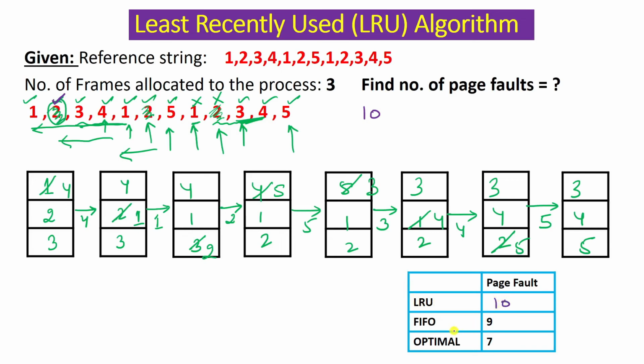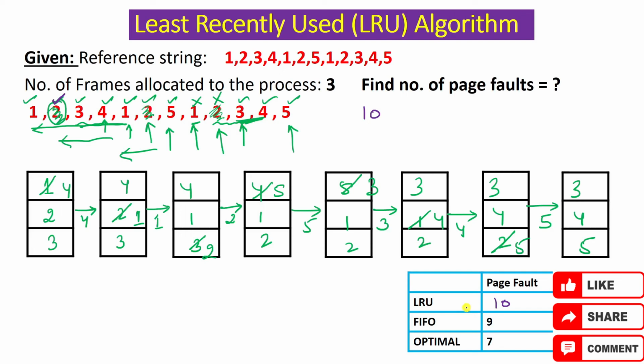So LRU gave me a total of 10 page faults. For the same reference string, FIFO gave me 9 page faults. Optimal gave me 7 page faults. So you can see optimal is giving the least number of page faults out of all these 3 algorithms. Here you can see LRU is giving more page faults than FIFO. But in the previous video, we saw that LRU was giving fewer page faults. So in general, LRU is used practically and it is better than FIFO.